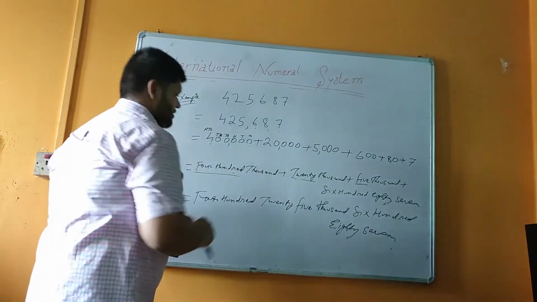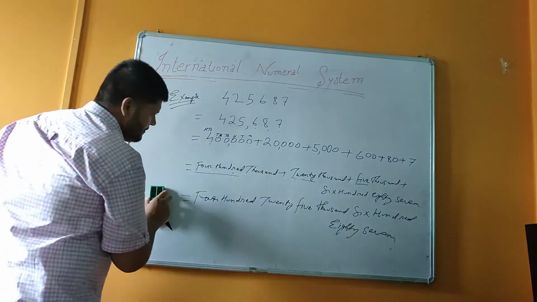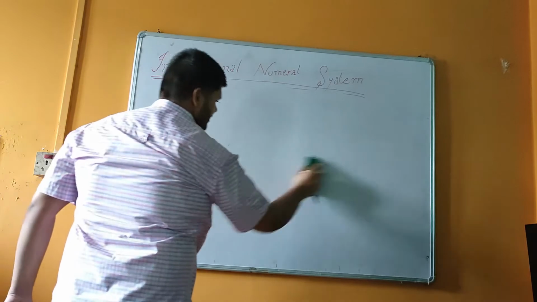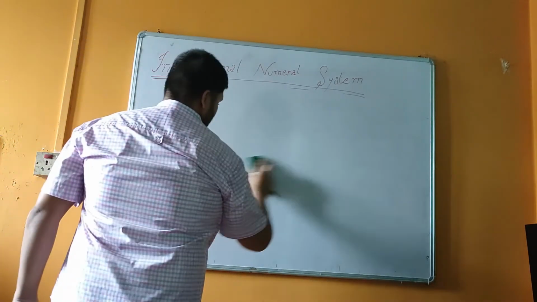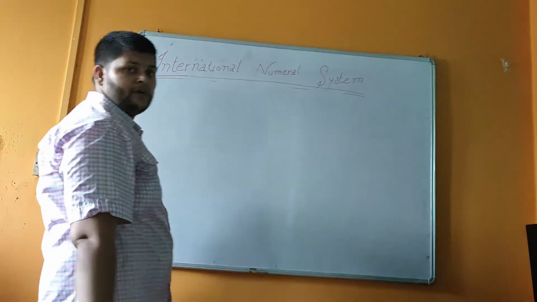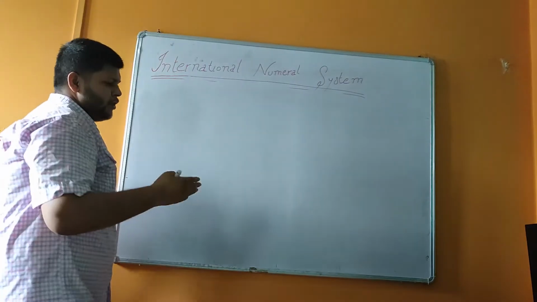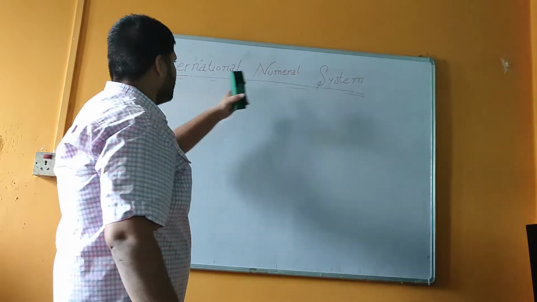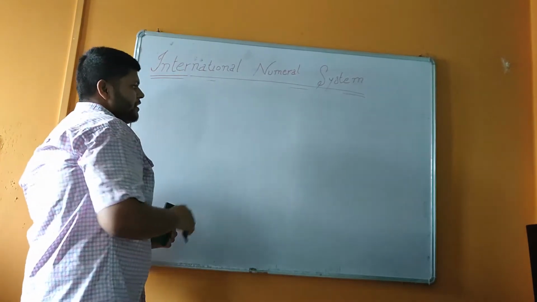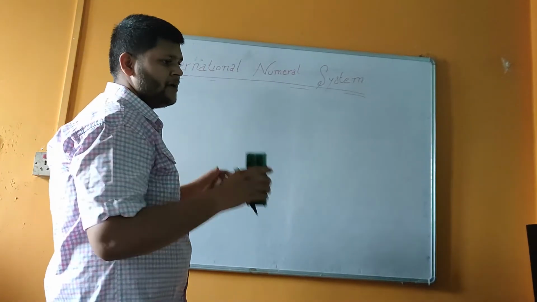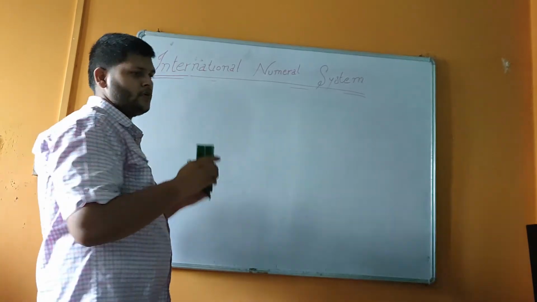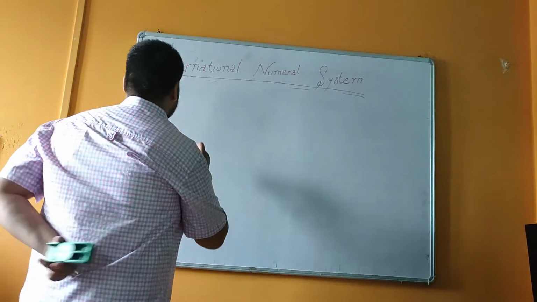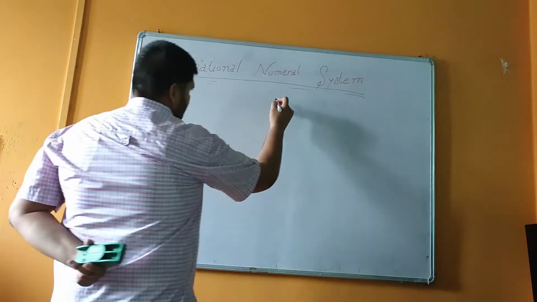So I am erasing this. Now you people might have one question in mind. You might have one doubt that in both ways, whether in the Indian numeral system or in the international numeral system, we are transforming Hindu-Arabic numerals in terms of words. So let us see that analogy. How can we remember that? I am doing it for your better understanding.